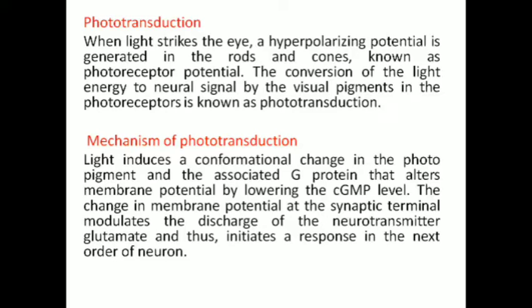Now let's see the mechanism of phototransduction. Light induces a conformational change in the photopigment and the associated G protein that alters membrane potential by lowering the cyclic GMP level. The change in membrane potential at the synaptic terminal modulates the discharge of the neurotransmitter glutamate and thus initiates a response in the next order of neuron.